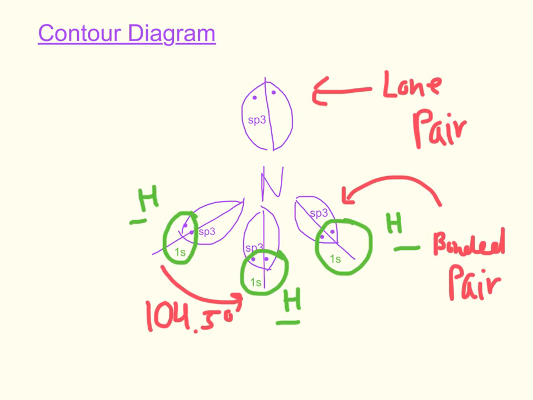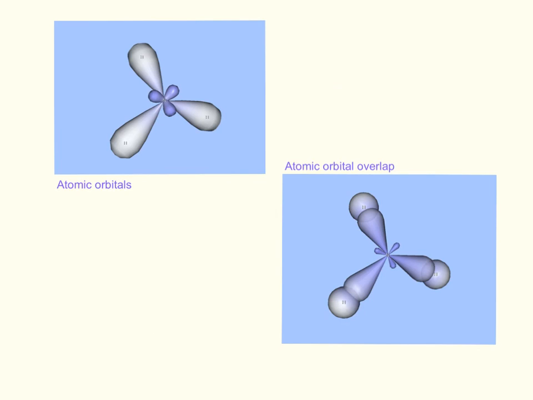And this is the contour diagram for NH3, and it is a trigonal pyramidal diagram. This is the 3D image of NH3, the atomic orbitals and atomic orbital overlap.